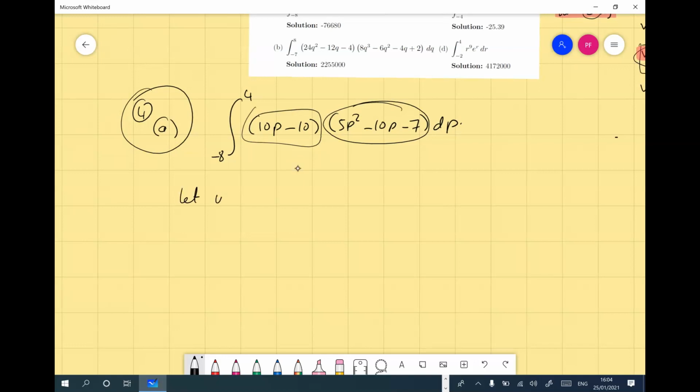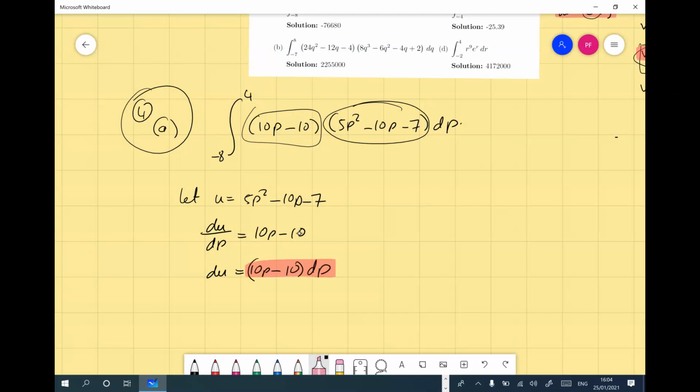So if I just let u equals 5p squared minus 10p minus 7, and I differentiate, du dp is equal to 10p minus 10. So du is equal to 10p minus 10 dp. So I've got 10p minus 10 and dp, which is in my question, so I can swap them out. I'm not going to write in my limits just for the moment till I bring everything back in.